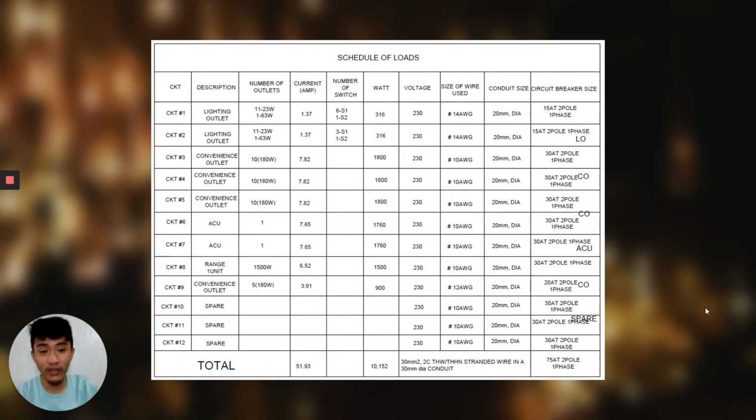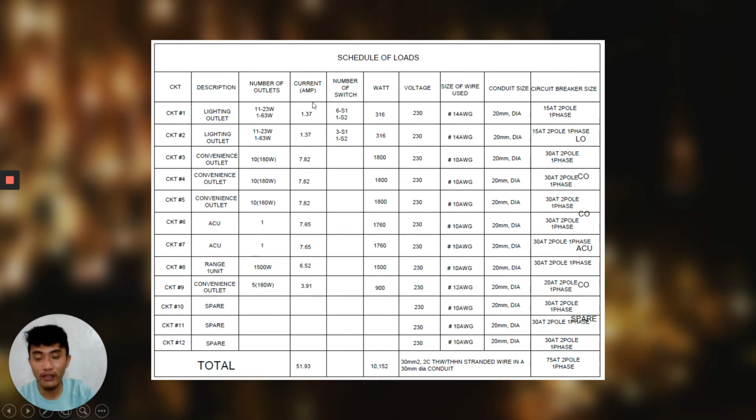Here is an example of a schedule of load. If you can observe right here, it is in tabular format where it contains the description for the lighting outlets, for the ACU, the range. It also has the number of outlets specified for that specific circuit.